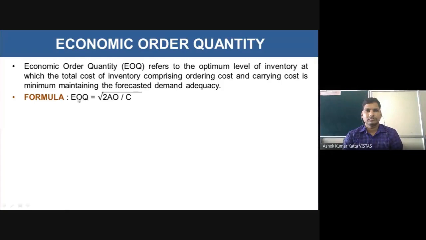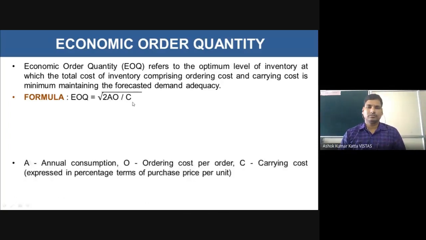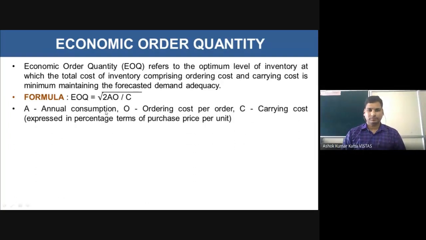Now see, this is the formula for calculating economic order quantity. So EOQ equals under root 2AO divided by C. Now A here represents annual consumption. So in business, how many units will you be consuming of that particular material, of each unit of inventory. So annual consumption is represented by A over here. O is ordering cost per order. So every time you are making an order, there is cost involved. So per order, the ordering cost we will consider over here.